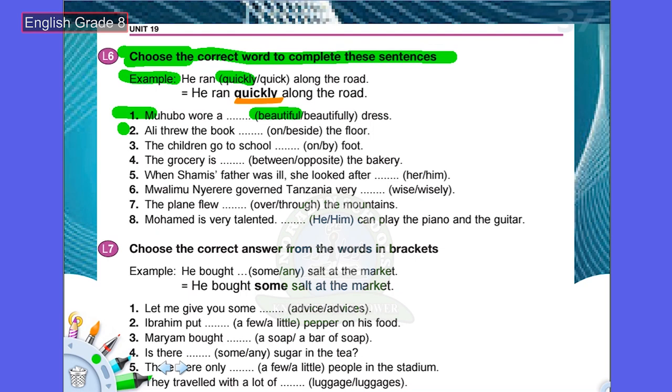Let's do the second question. Su'aasha labaad ee ku shaqeyna. Ali threw the book. As you see, you have on and beside in the brackets. Labada kalmadood baad ku haysataa. The floor. Halkaa maxaa sax noqonaya? Ma beside baa mise waa on? Bal ila socda.